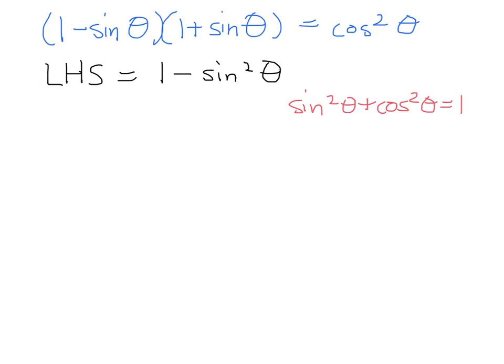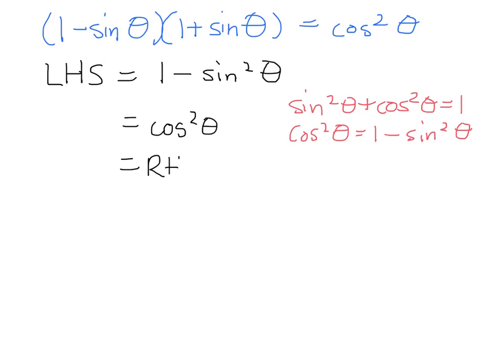So we can just manipulate that to make cos squared theta equals 1 minus sine squared theta. And this is a common manipulation with this identity. So we have the left-hand side is therefore equal to cos squared theta, which is just our right-hand side. A nice easy one.